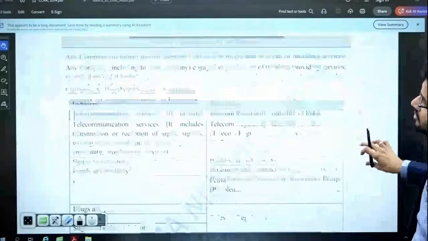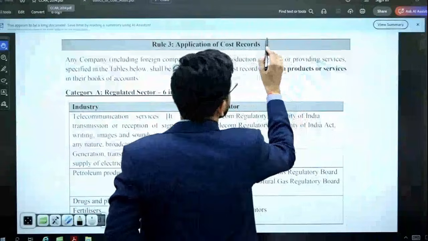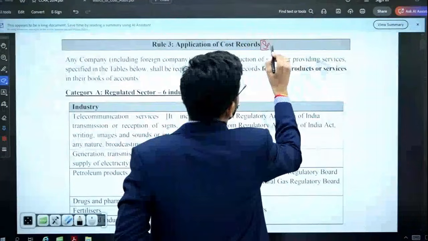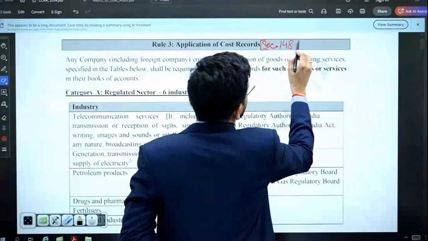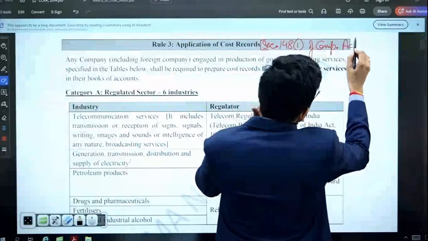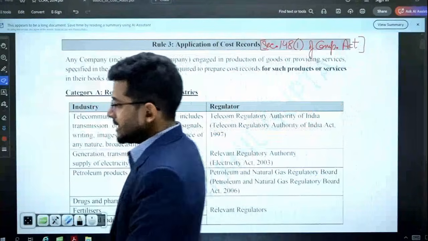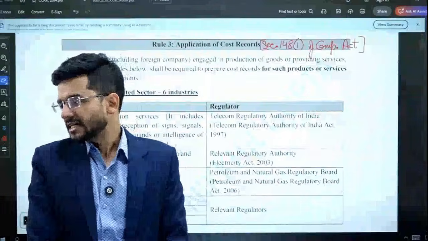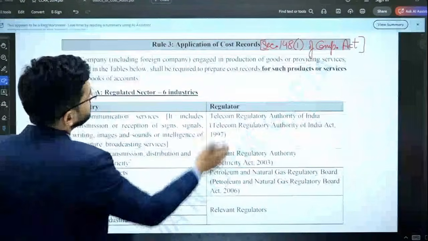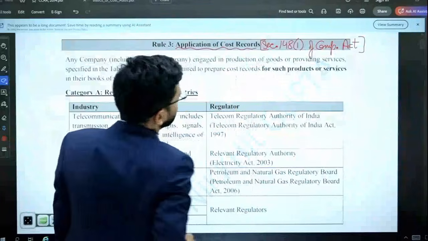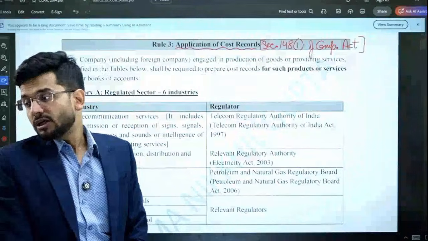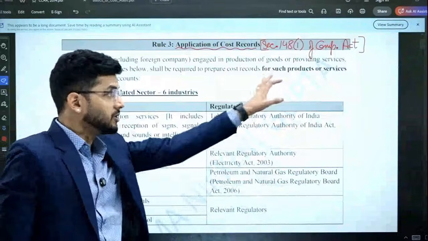So we are going to see rule number 3, which is application of cost records. This is corresponding to section 148(1) of the Companies Act. Where will the cost records be applicable? Who all are required to prepare their cost records? How will you prepare your cost records? All the things will be given in this particular rule.